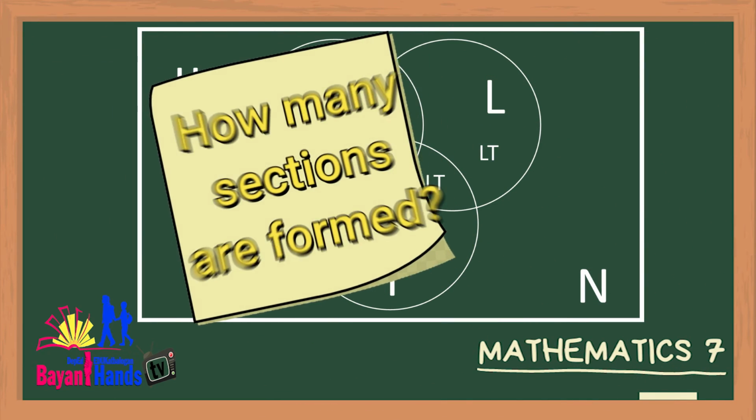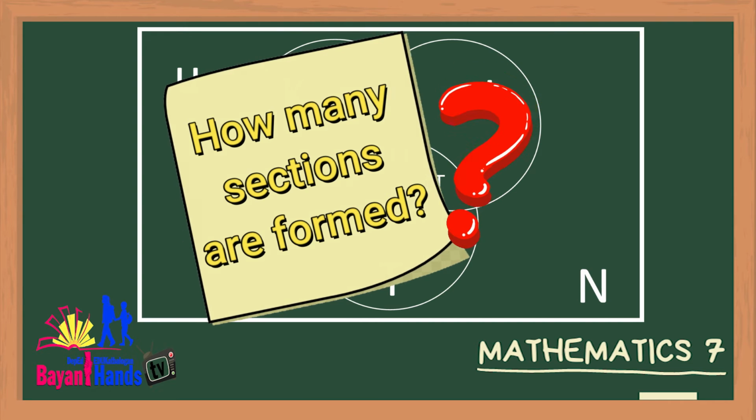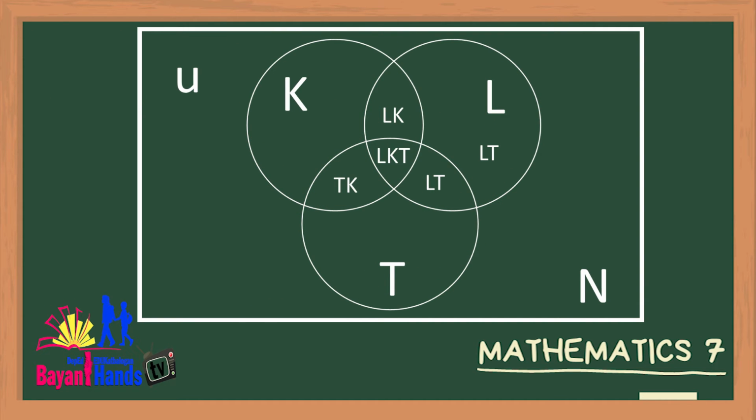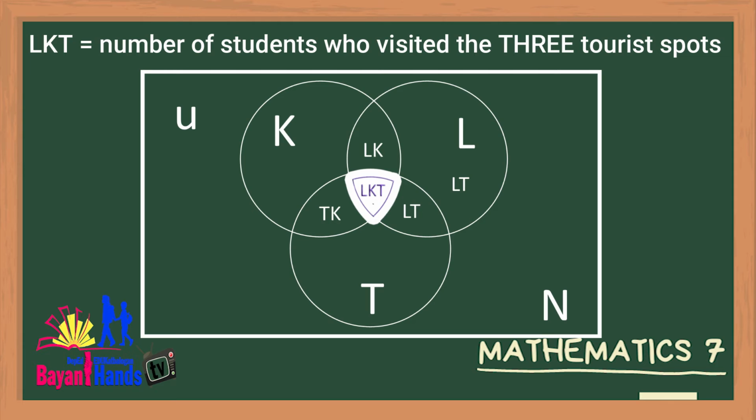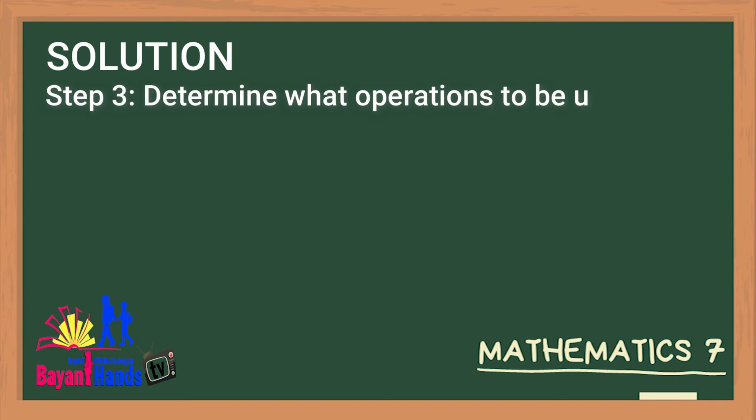So how many sections are formed from the 3 overlapping ovals? Still in page 11. Let's count. 1, 2, 3, 4, 5, 6, and 7. So see the middlemost section named LKT. That's for the number of students who visited all the 3 places and so on. You can see in step 3 how the number in each section with the corresponding name were determined based on the given. Let's discuss each.